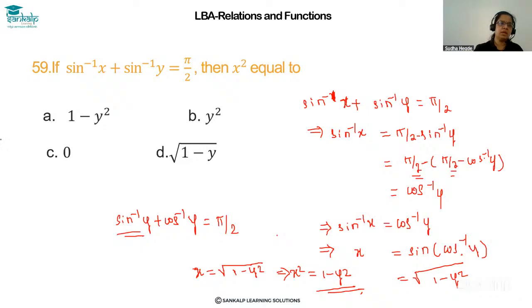Option A, 1 minus y square is the correct answer. So the final answer is option A, 1 minus y square.